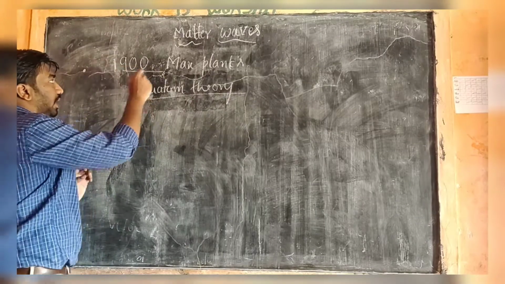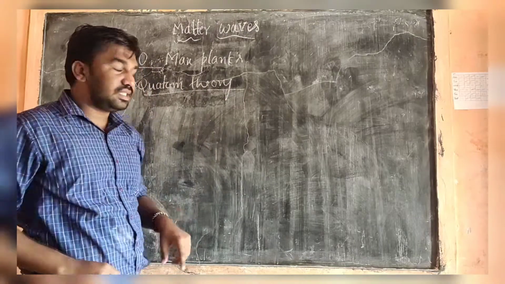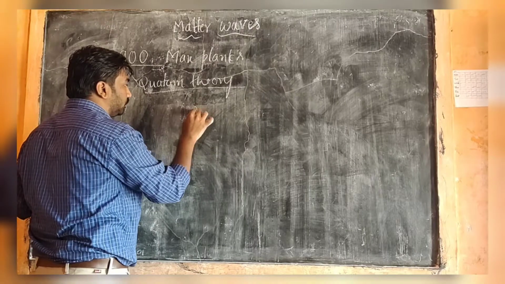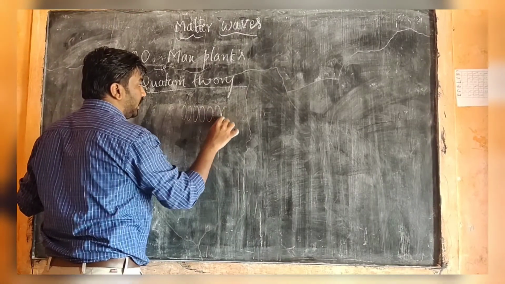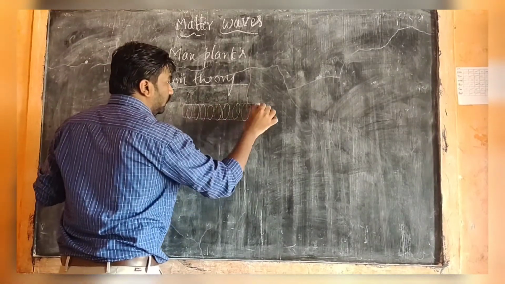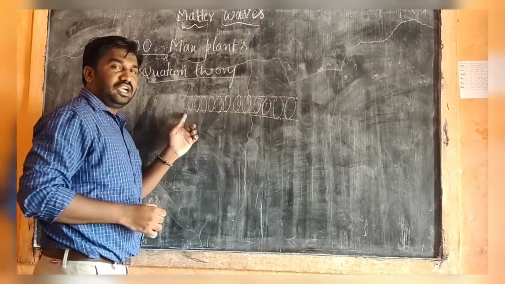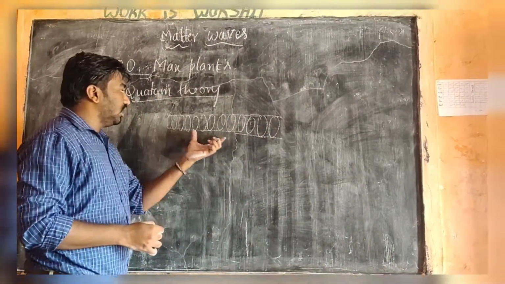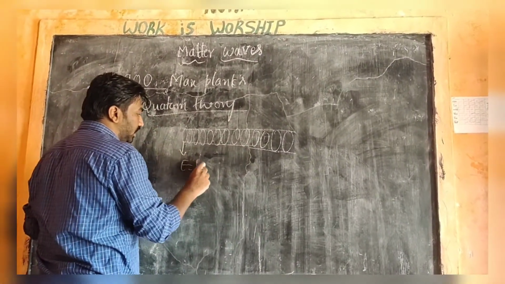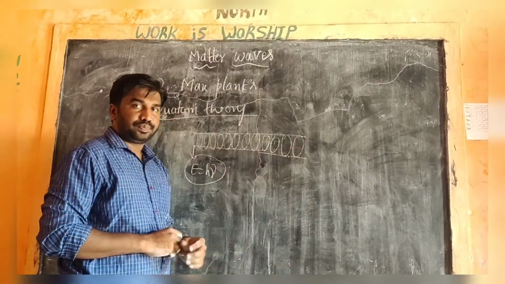According to Max Planck, light is not only a wave, light is not continuous, it is also in a discrete pattern. This light is made up of energy packets. It is not only continuous, it is a discrete pattern in which each packet has energy E equal to h nu. So light is in a discrete pattern like this.